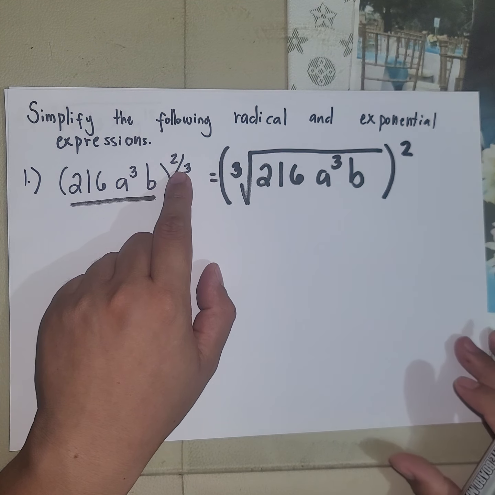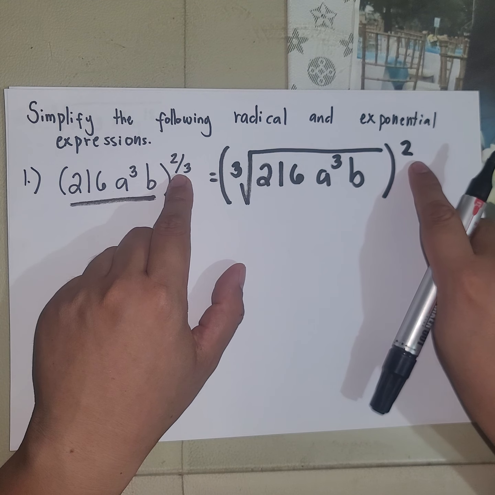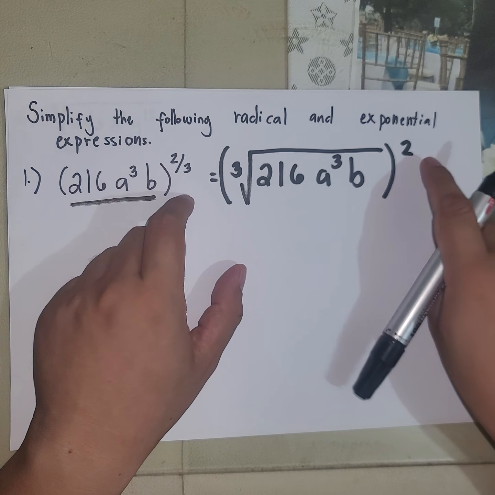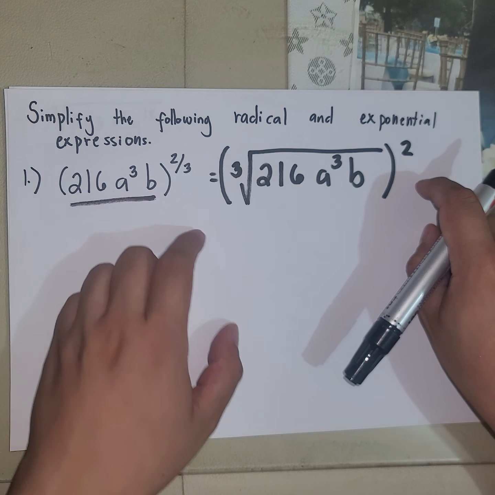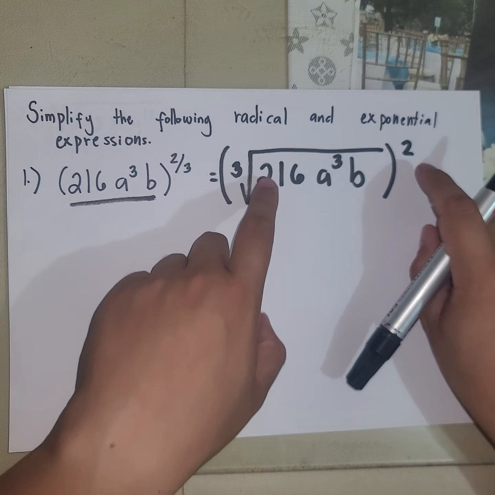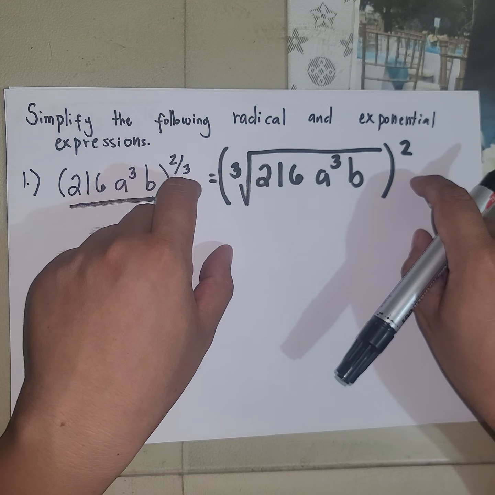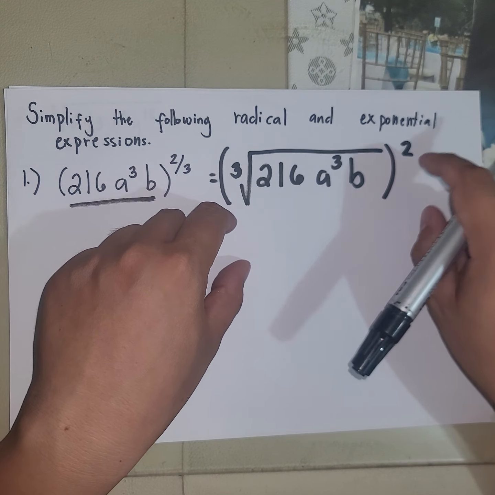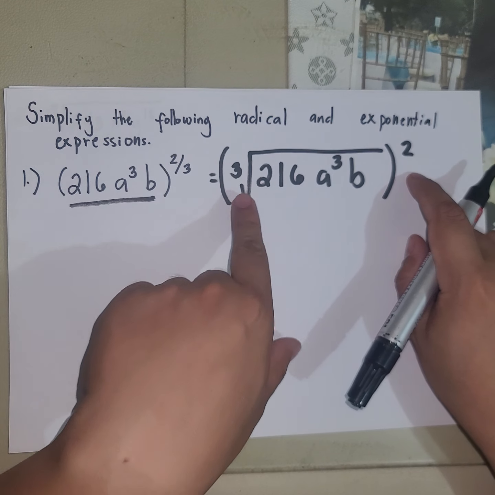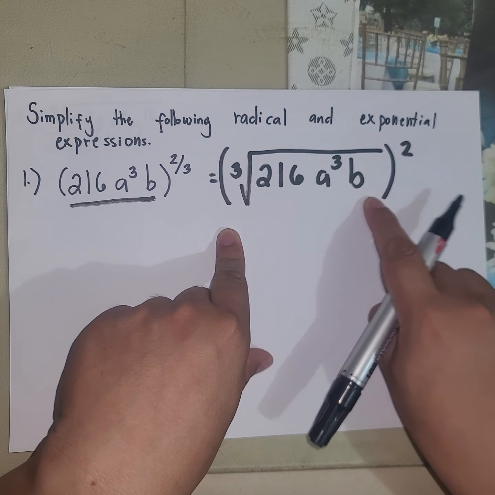So, bakit ko siya ginagawa? Nilalabas ko yung exponent na to. Mas madali siyang i-simplify kapag ganyan, kaysa dun sa loob siya, mas mahirap yun gawin. Kaya nilalabas ko muna. So, the last operation we are going to use is the exponent 2. So, ang gagawin mo lang, simplify natin yung nandito sa loob.